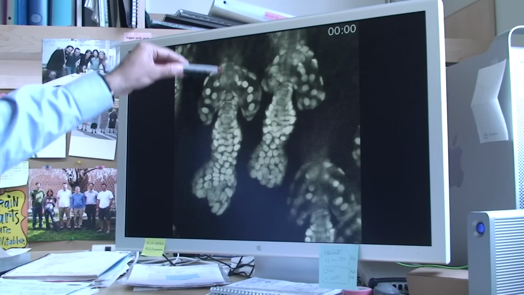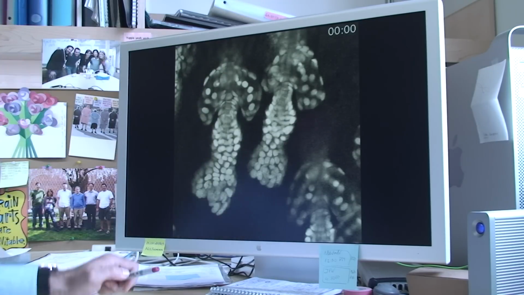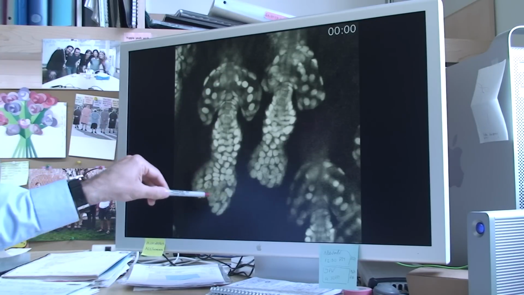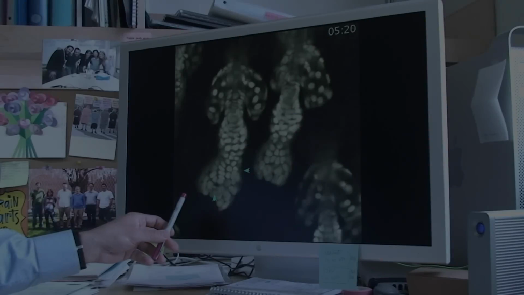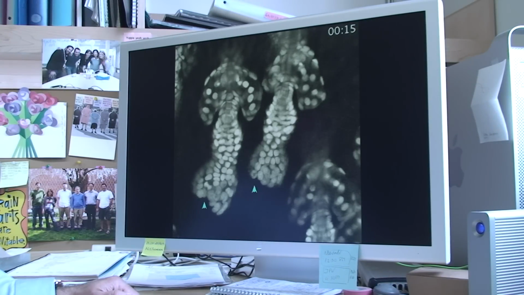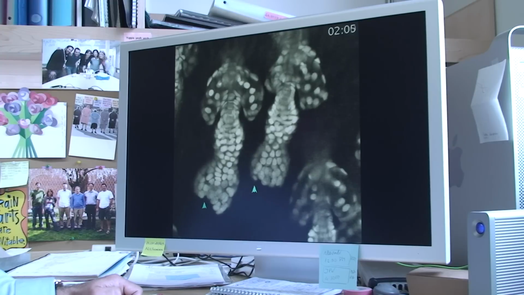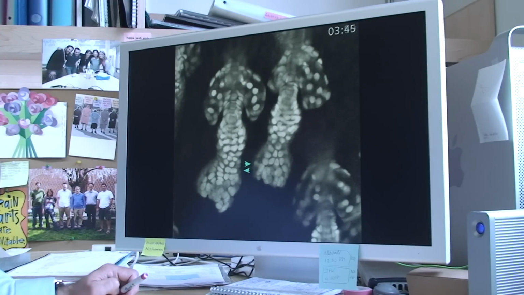Here you see the hair shaft extending outside on the surface of the skin, and this is the structure that is rooted inside the dermis. The arrows are pointing to divisions, cell divisions that are taking place in real time.